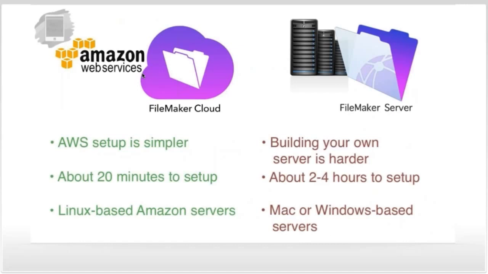Setting up a FileMaker Server is generally hours of work, 2 to 4 hours, maybe more, depending upon what you're doing. An Amazon setup, we're generally doing easily in less than 30 minutes. FileMaker has it going in less than 20 minutes. But the whole idea is that it's a couple clicks. It's a very simple process to go through.